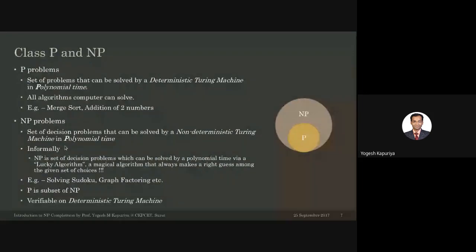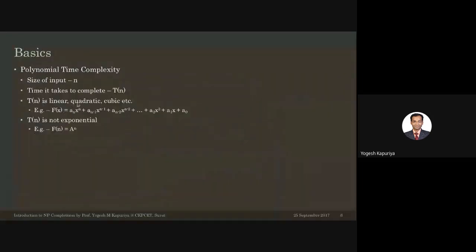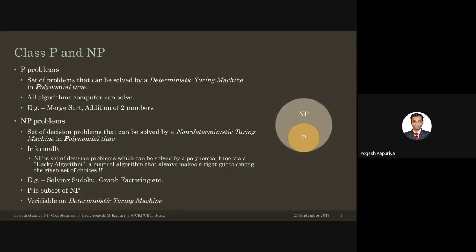Polynomial means that it is actually under control. When you have a time in linear, quadratic, cubic, etc., you have control over your execution time. But when it becomes exponential, it becomes very difficult with respect to the size of n. If your n increases, then it is difficult to maintain and execute.